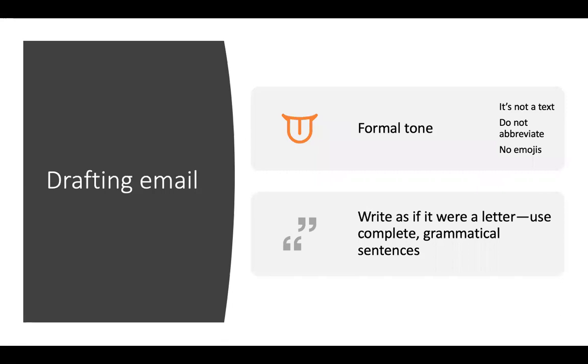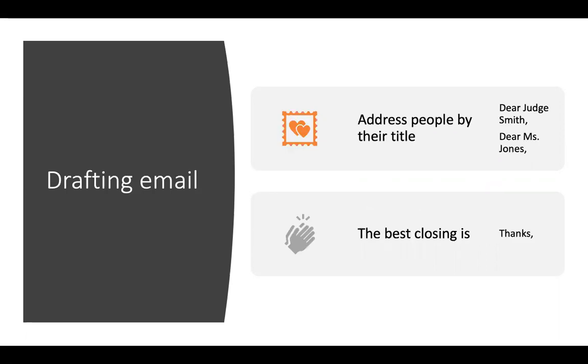When drafting an email, use a formal tone. It's not a text. Do not abbreviate. No emojis. Write as if it were a letter. Use complete grammatical sentences. Err on the side of formality. Always address people by their title. Dear Judge Smith, dear Ms. Jones. Most of the time, you're asking someone to do something, so thanks is a useful closing. But find out if your office has guidelines on what to do when emailing clients.